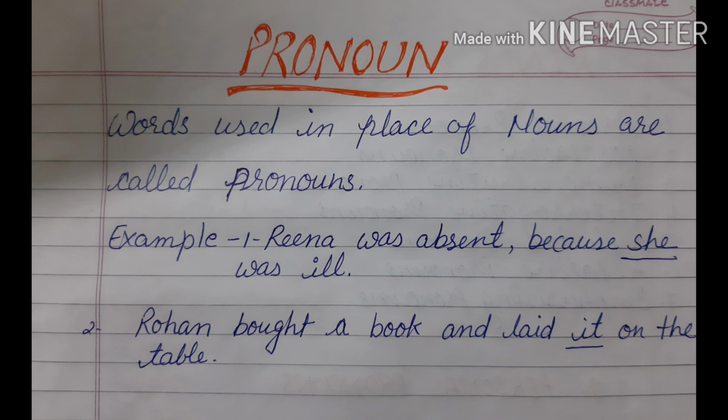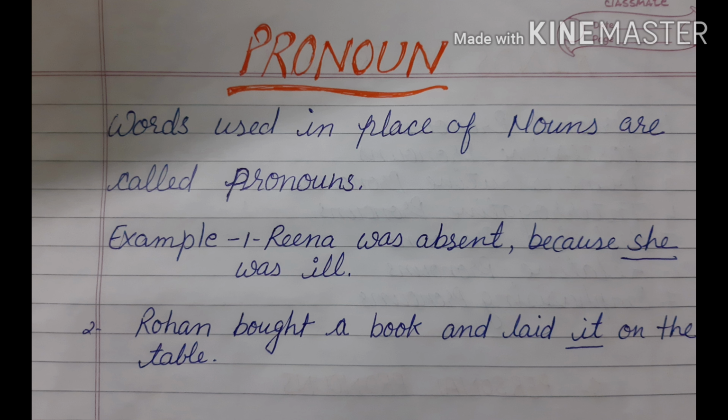First, look at the definition of pronoun. Words used in place of nouns are called pronouns. Example: Reena was absent because she was ill. Second, Rohan bought a book and laid it on the table. Here, the words she and it stand for the noun Reena and book. So, she and it are pronouns.